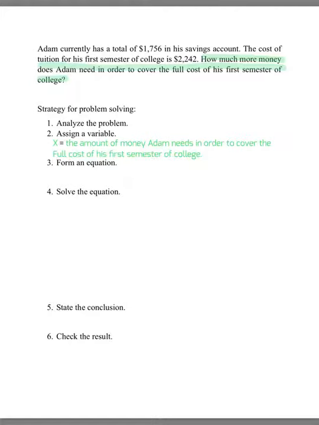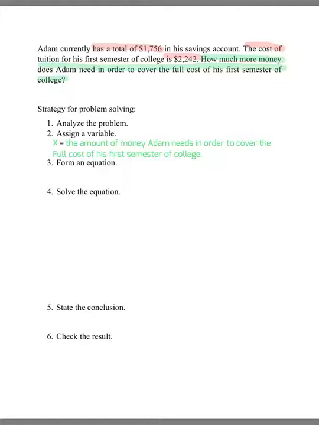We know Adam currently has a total of $1,756. So he has a total of $1,756 in his savings account. And we also know the cost of tuition for his first semester of college is $2,242. So the cost is $2,242. So we want to associate these two things along with our variable and form an equation. So let's see if we can form an equation from this given information.